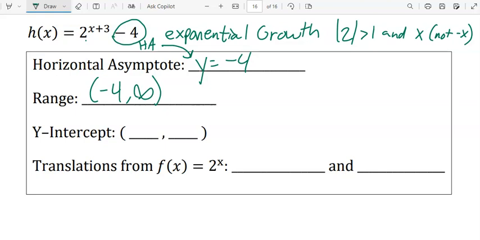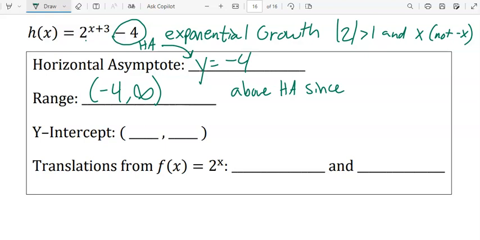This is because the function would be above the horizontal asymptote, since the multiplier here is positive, and that would mean that there's no reflection here.